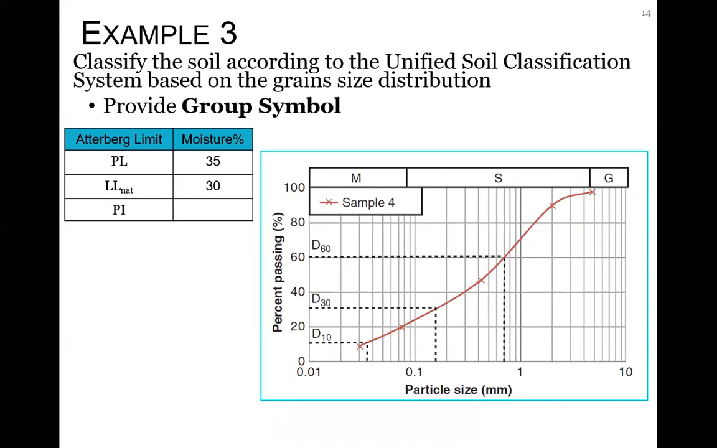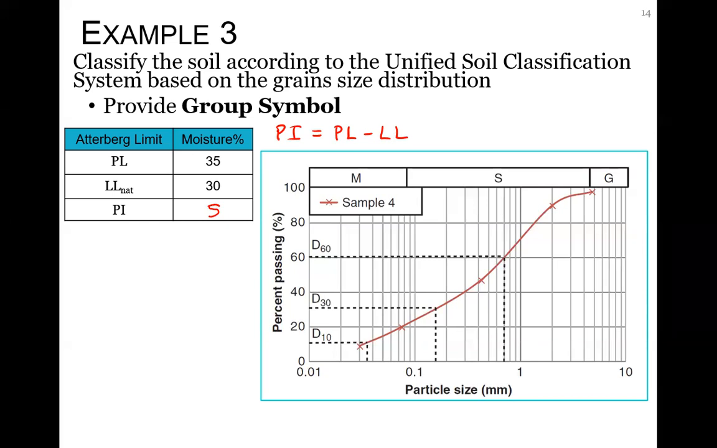They also did Atterberg limit tests, so we have our plastic limit test and our liquid limit. From that, we can calculate our plasticity index. Our plasticity index is our liquid limit minus our plastic limit. And if you remember from that Atterberg chart, that's one of the inputs that we need. So 35 minus 30, that means our plasticity index is 5.